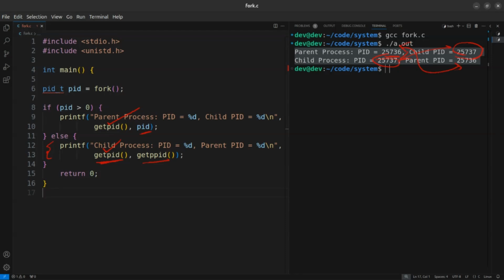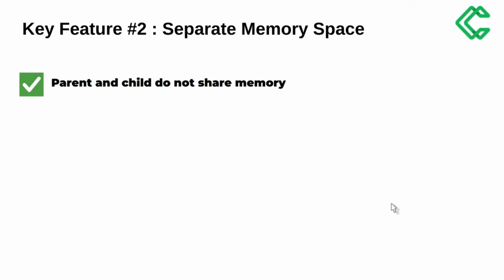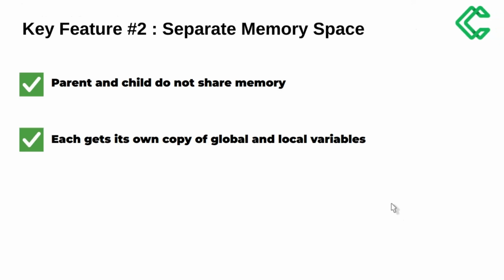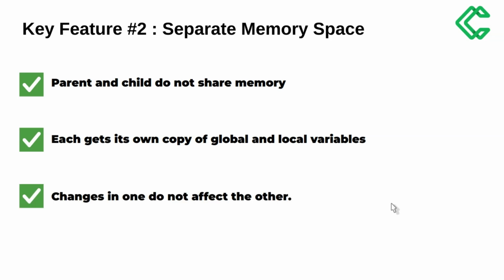Here important point to note is fork returns two values, a child's process ID in the parent process and 0 in the child process. Another important feature of fork is parent and child processes do not share memory. Each gets its own copy of global and local variables. Variable changes in one process do not affect the other process. Let's understand this with the help of one code example.